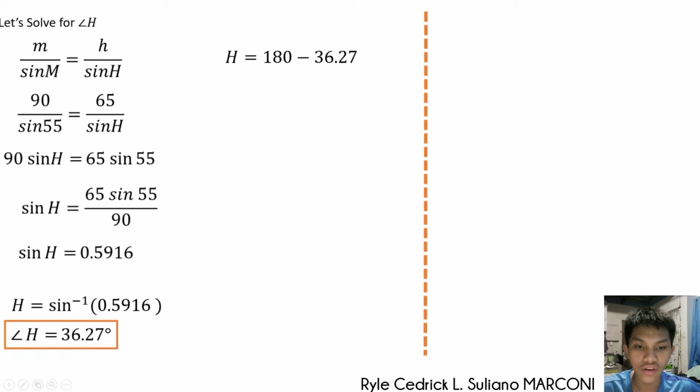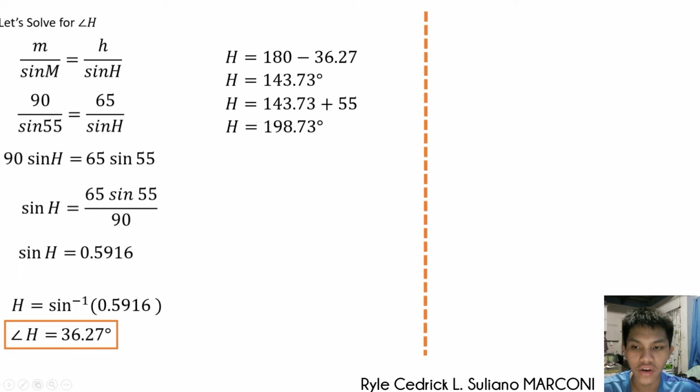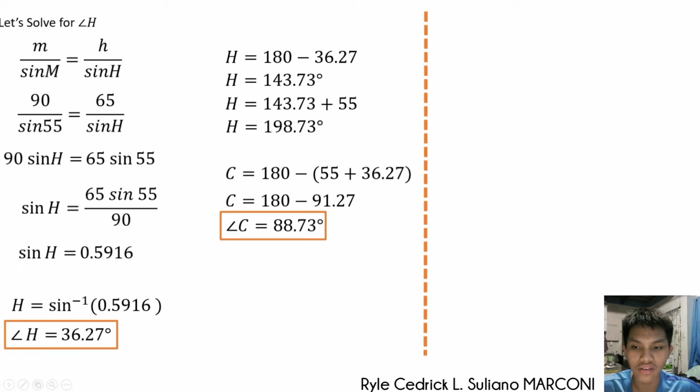To know how many solutions there are in this triangle, simply subtract the value of angle H from 180. The difference is 143.73. Next, we add 143.73 to the value of our angle M, and 198.73 is the sum. As we can see, this is greater than 180, therefore this triangle only has one solution. To get the value of our angle C, 180 minus the quantity 55 plus 36.27. Simply do PEMDAS, and we now have the value of our angle C equal to 88.73.